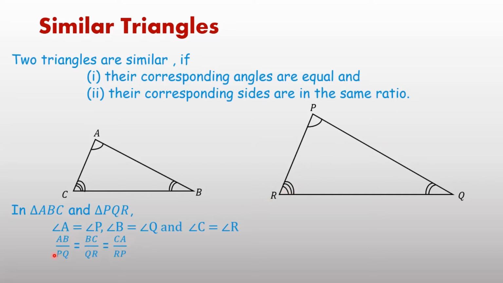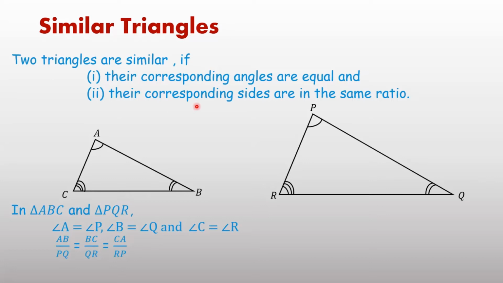Therefore, AB and PQ are corresponding sides. BC and QR are corresponding sides. CA and RP are corresponding sides. Ratio of corresponding sides are equal or same. That is written here. Two triangles are similar if their corresponding angles are equal and their corresponding sides are in the same ratio. In this pattern, you can say two triangles are similar. Remember the definition.